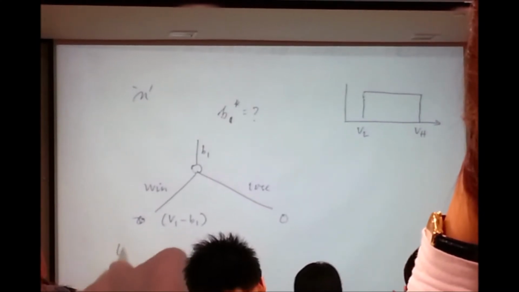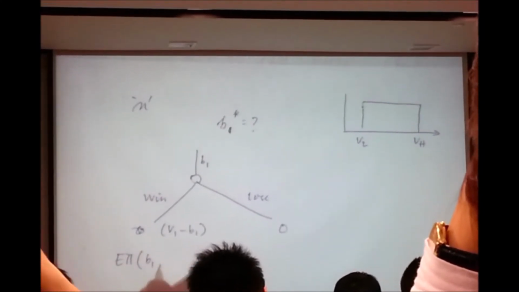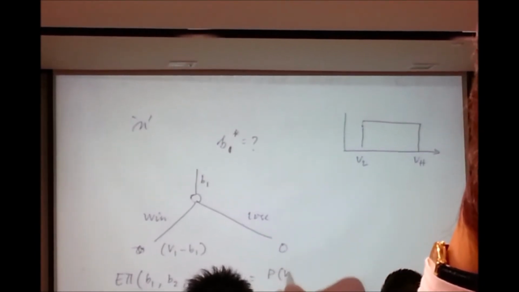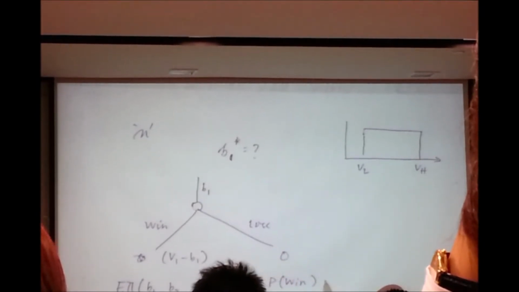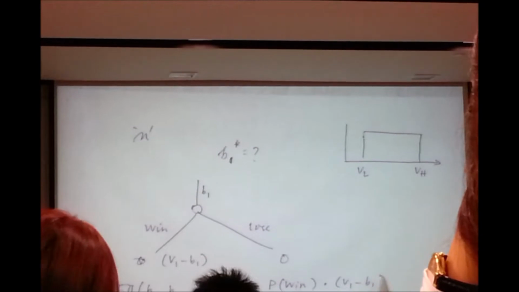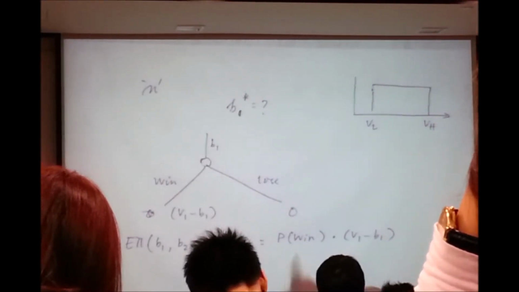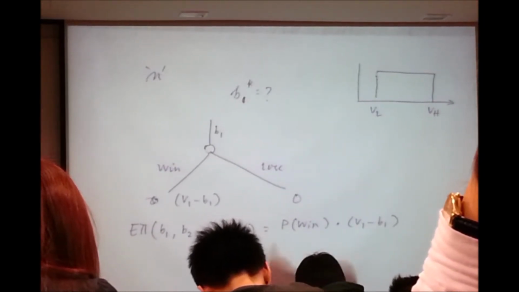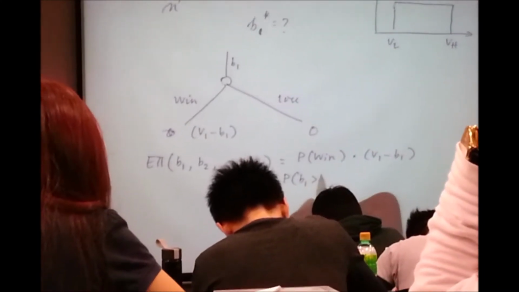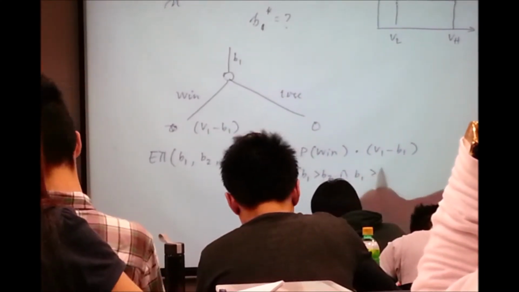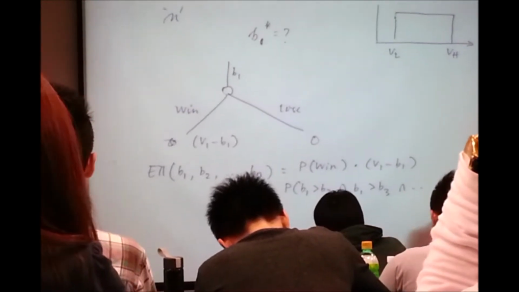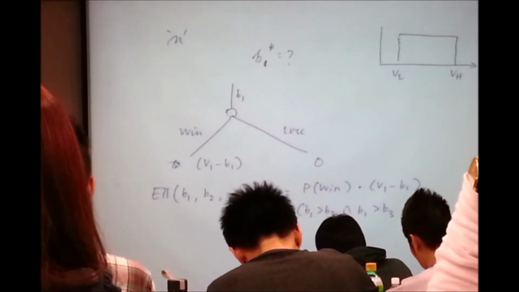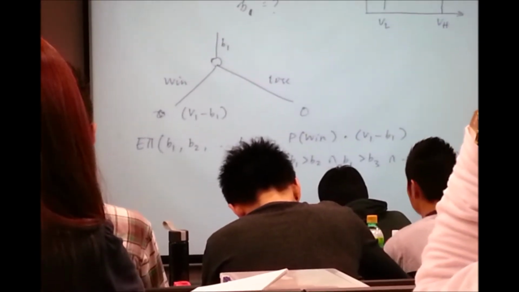Therefore, the expected payoff of bidding B1 when the other bidders are bidding B2 to Bn is given as the probability I will win with a bid of B1, times the payoff V1 minus B1. The reason I am discussing this is for a purpose. The probability of winning with a bid of B1, same idea: probability B1 greater than B2, intersection B1 greater than B3, intersection, up to B1 greater than Bn. I must be the highest bidder if I am to win this auction.